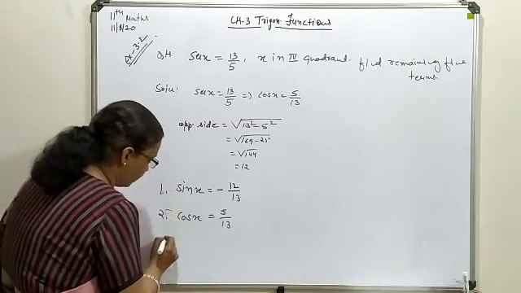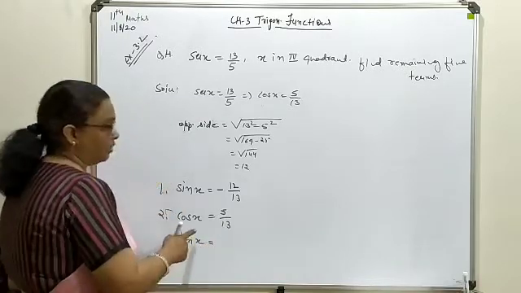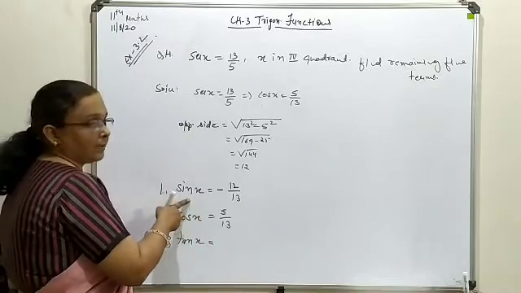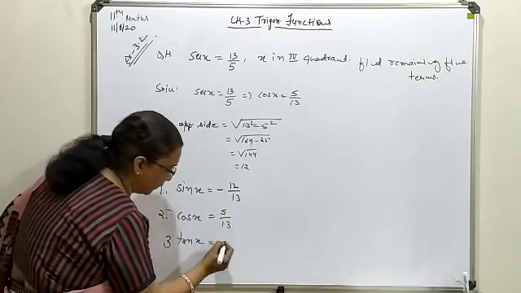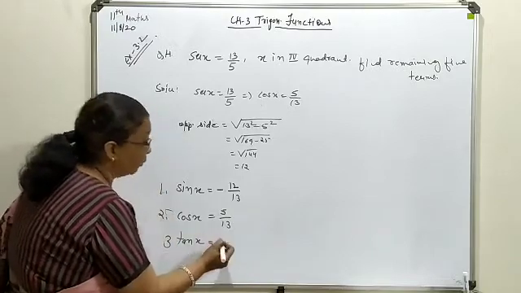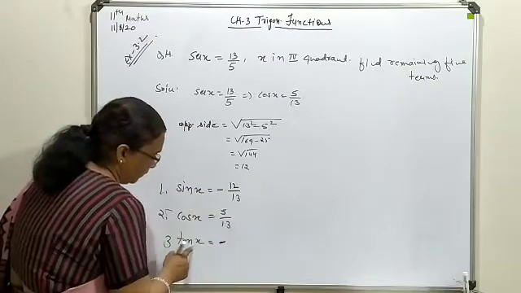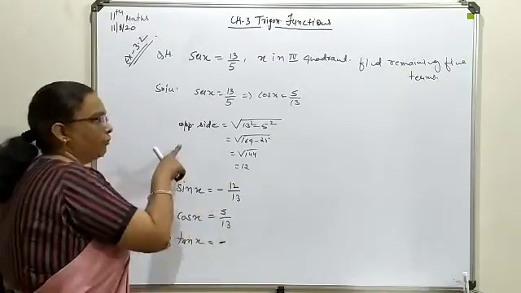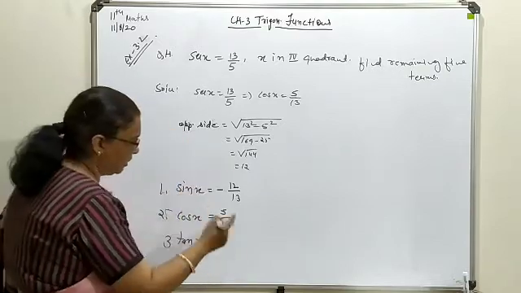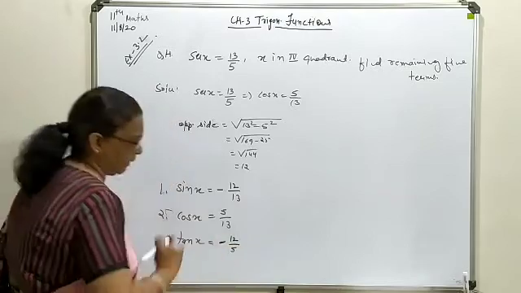Now next take tangent. Obviously sine is negative and cos is positive, so tangent will also be negative. So here it is negative. Now what is the base we have? 5. And the opposite side is 12. Tangent is the ratio of the opposite side upon the base, so it will give you minus 12 by 5.